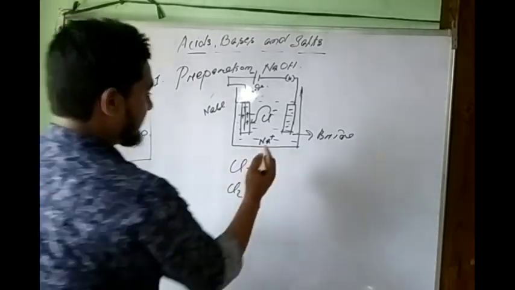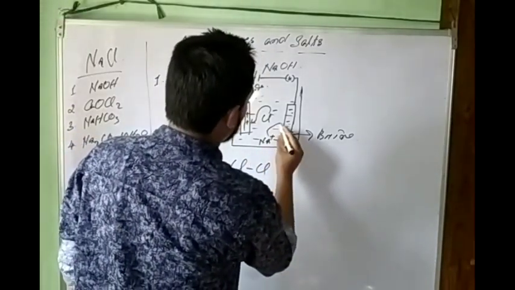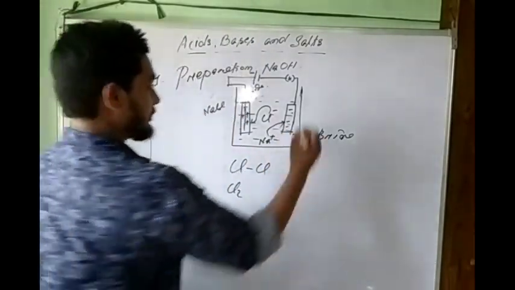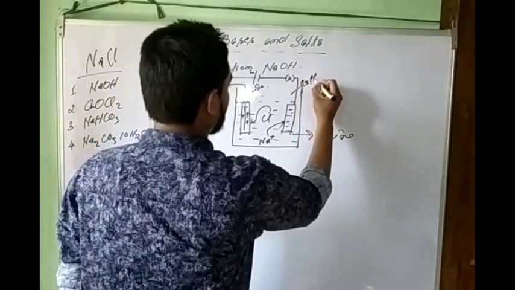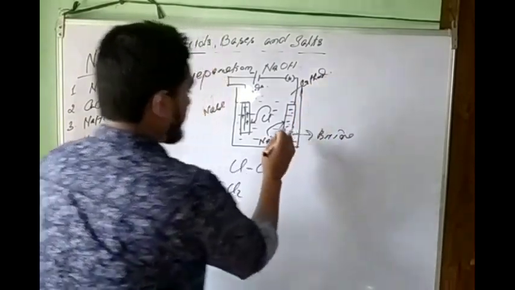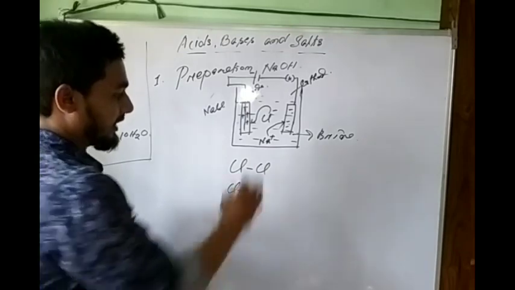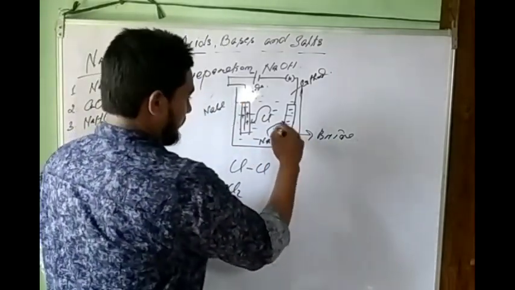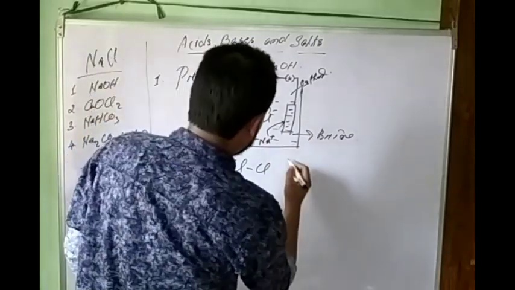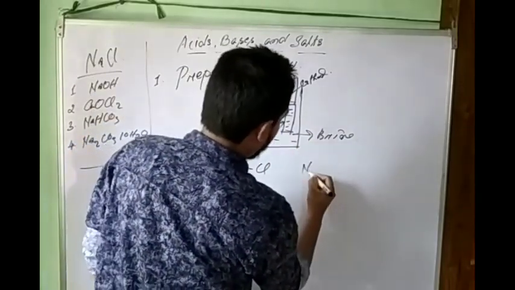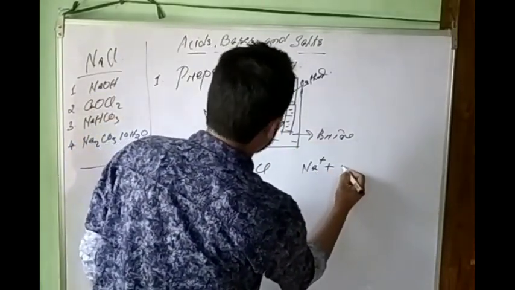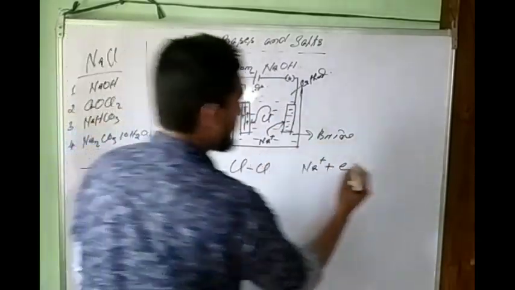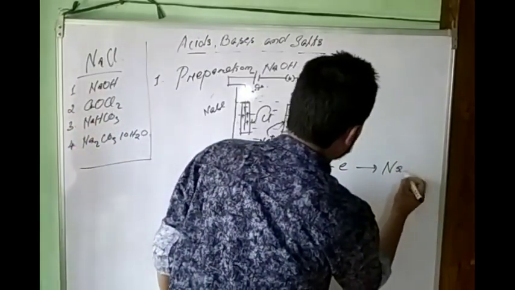And the sodium ion will go to the cathode, and from there it will take one electron and form metallic sodium. That means Na+ will take one electron from the cathode and will form metallic sodium.